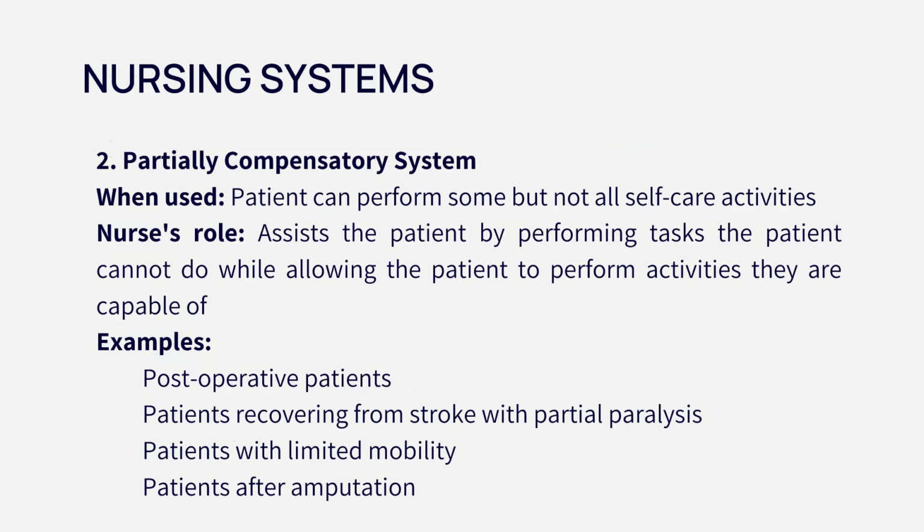Second is the partially compensatory system, when the patient performs some activities but not all self-care activities. What is the nurse's role here? Assist the patient by performing the tasks the patient cannot do, while allowing the patient to perform activities they are capable of doing. Simply, when the patient is able to do some activities, let him do them on his own, but for the activities he is unable to do, nurses can help or perform them for him or her.